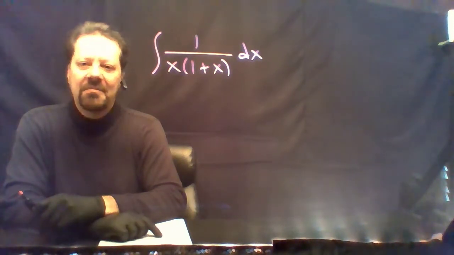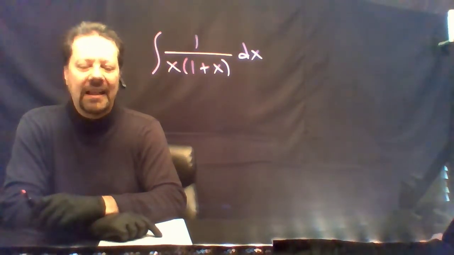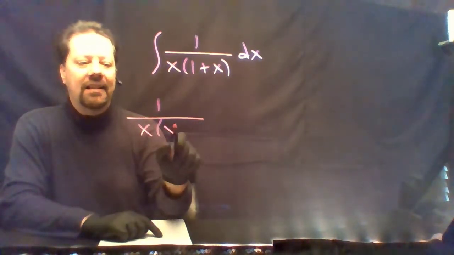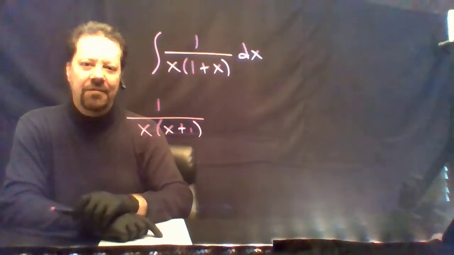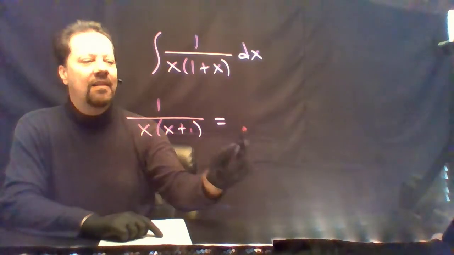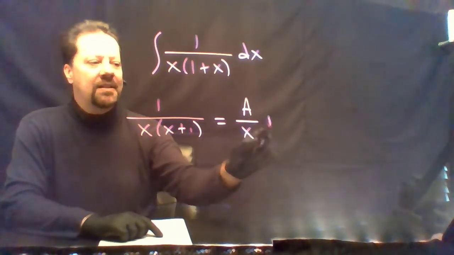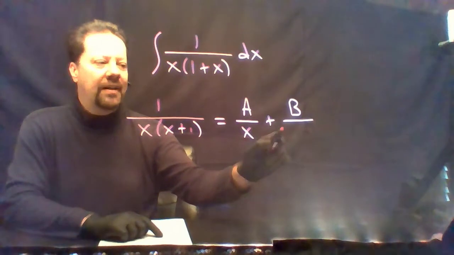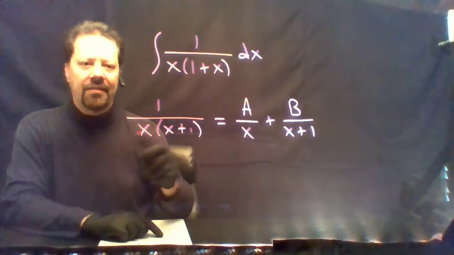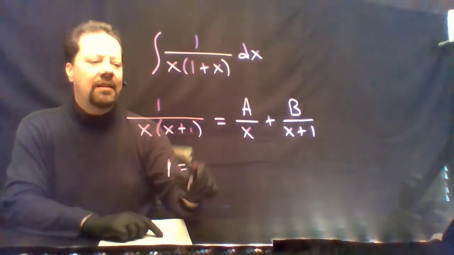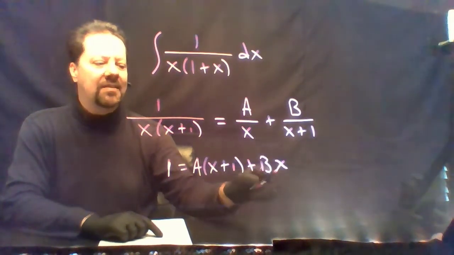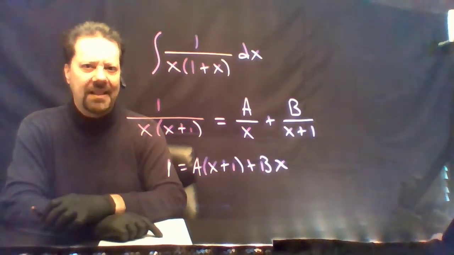Technically speaking, the method of partial fractions is not really an integration technique so much as it is an algebraic technique designed to take rational functions and split them into terms that are simpler to integrate. So, we'll split this up into 2 pieces, a over x and b over x plus 1. Multiplying both sides by the denominator on the left-hand side, we get 1 is a times x plus 1 plus b times x. Make sure you understand that step.